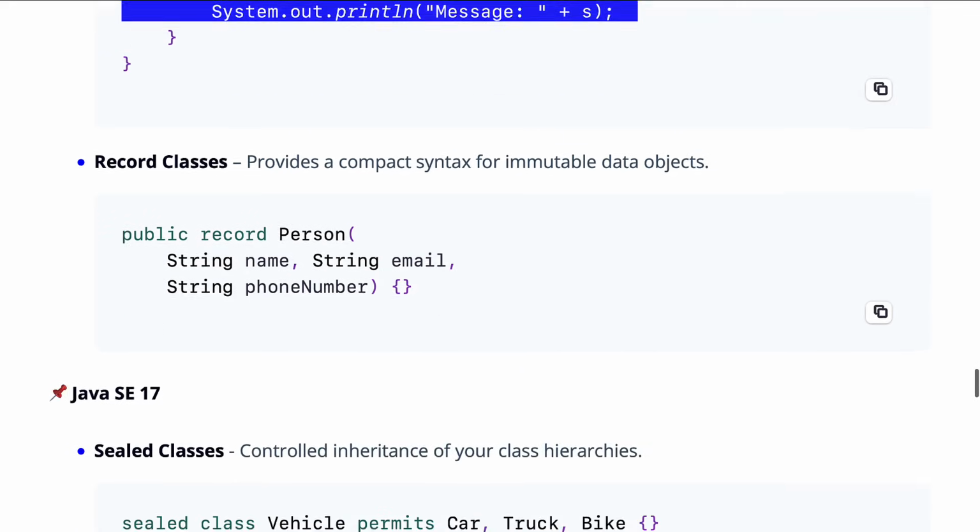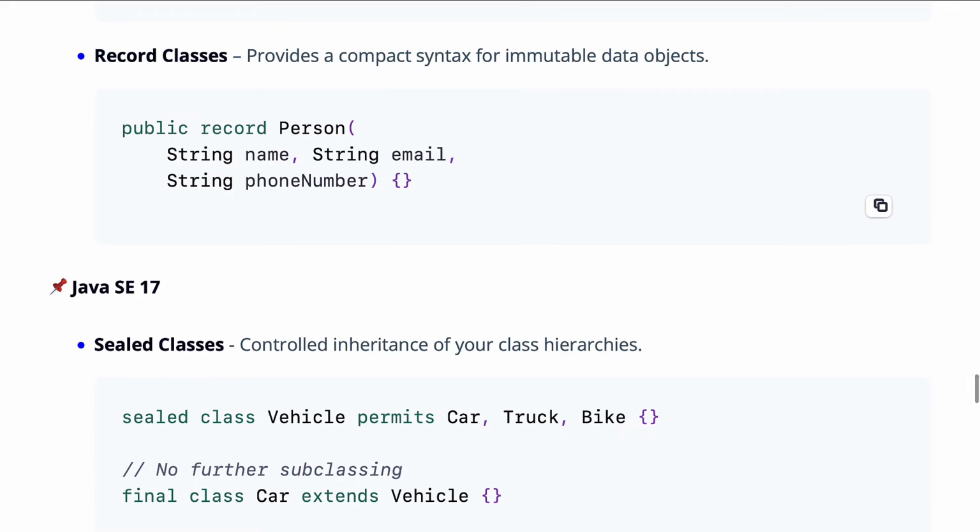Java SE 16 also introduced record classes. This enables compact syntax for immutable data objects. This would create a constructor, this would create getters. You'll also get methods like hashCode, equals, toString, and a lot of other features.